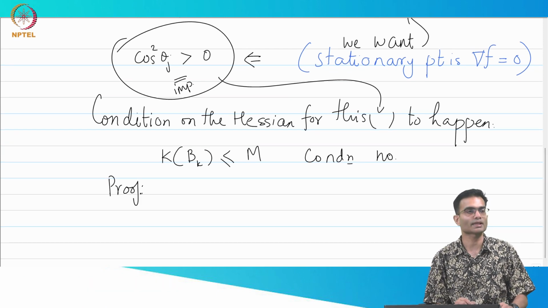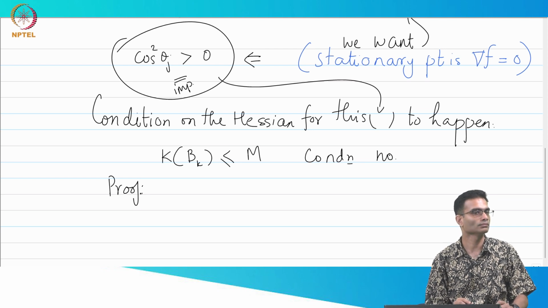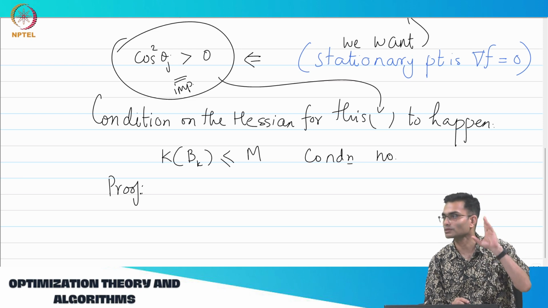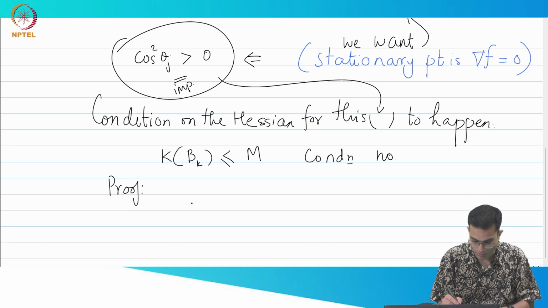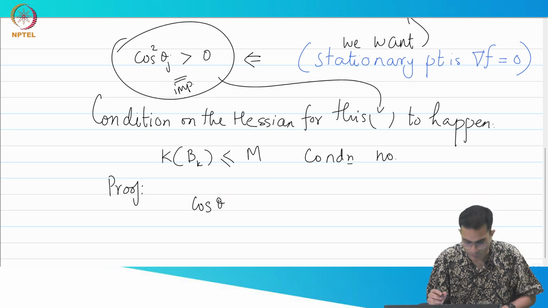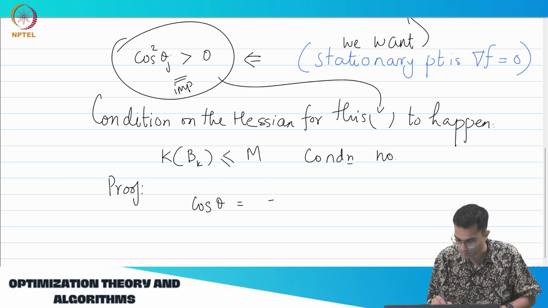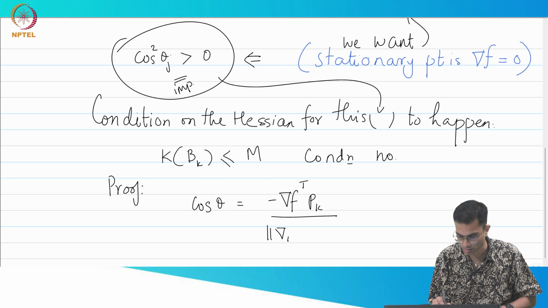Now this cos theta was the angle between what and what? This is related to what we call the descent direction. So p_k and grad f, right? So p_k and minus grad f, right? The negative gradient. So cos theta therefore is the angle here: minus grad f transpose p_k, normalized.